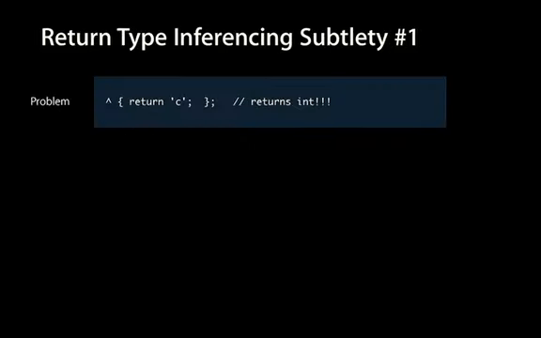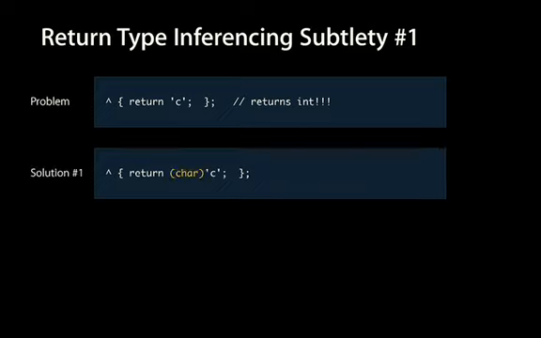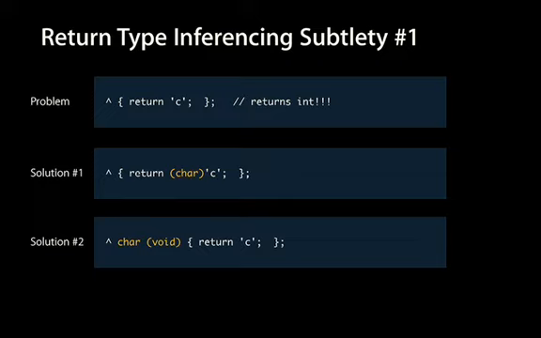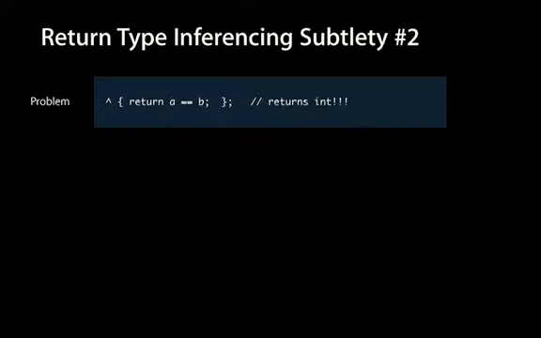There are some subtleties we have discovered with inferred return types. It turns out that a single quoted character is an integer. So, if you're wanting this block to return a character, then you can cast the result, and that works, or you can supply that return type parameter. So these are the two styles for resolving these subtleties. I say subtlety number 1 because there's a subtlety number 2.